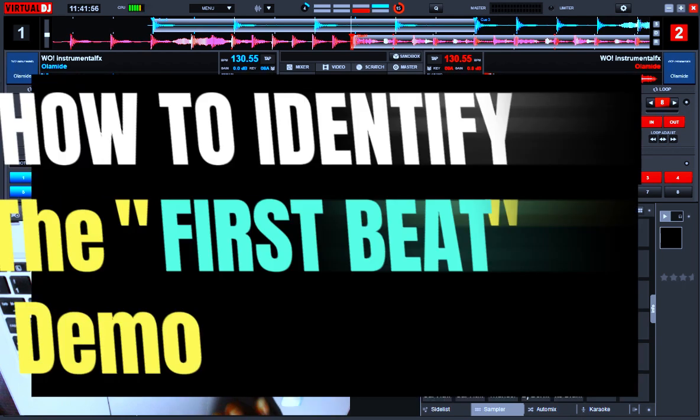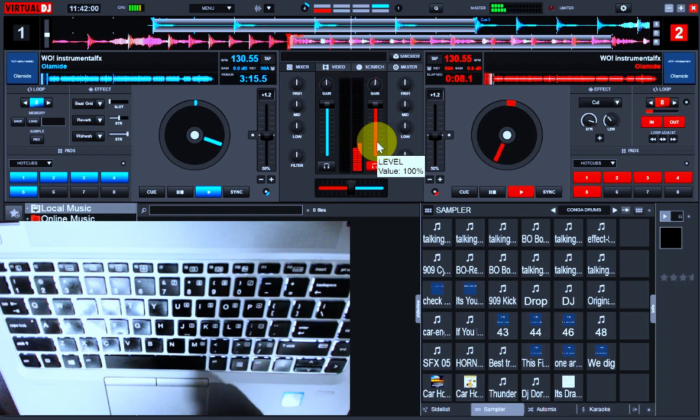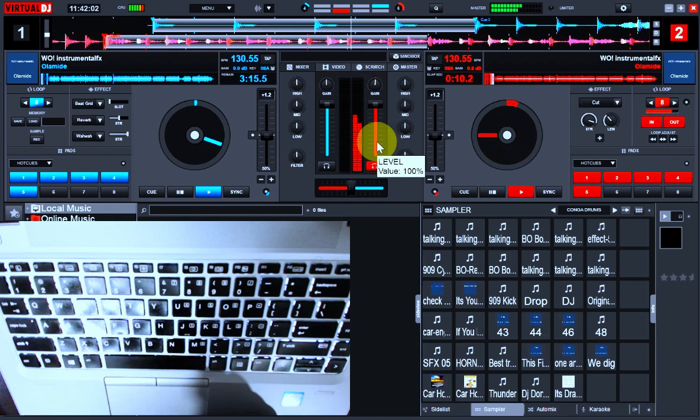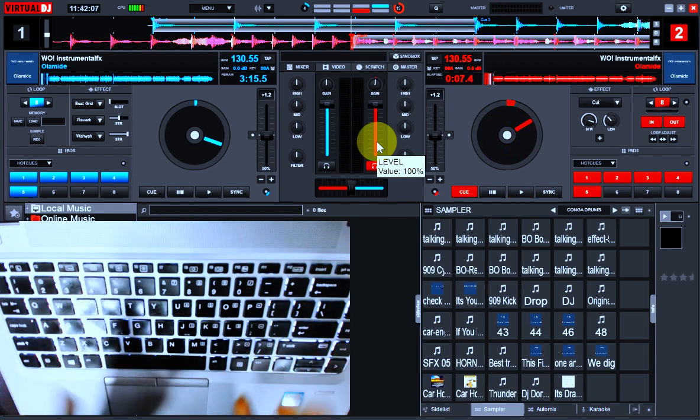We are going to do it with a practical demonstration. I'm going to play the track again now. Pay attention. Pam pam pam pam pararam. So you get to see how it is repeating itself.